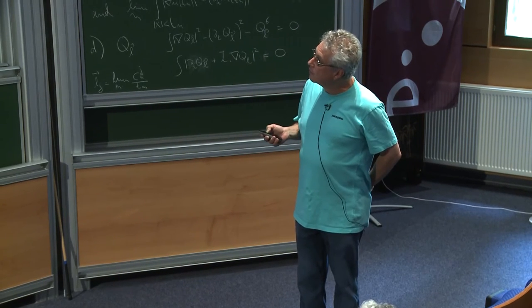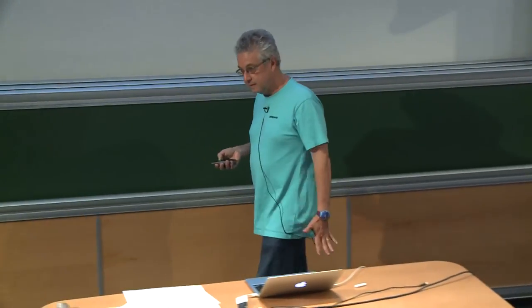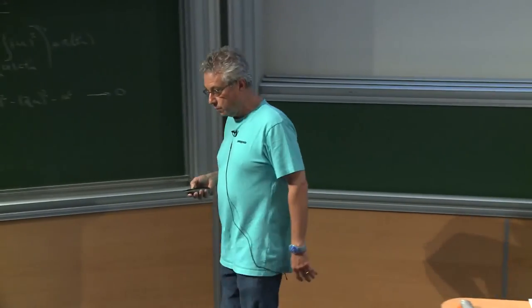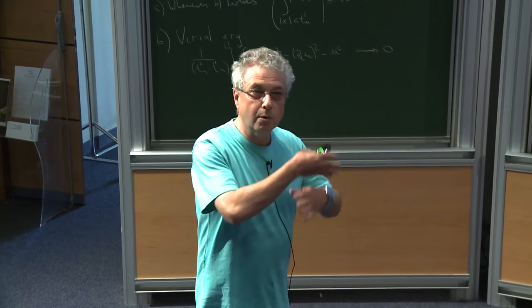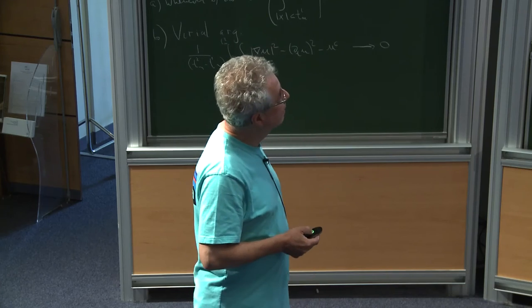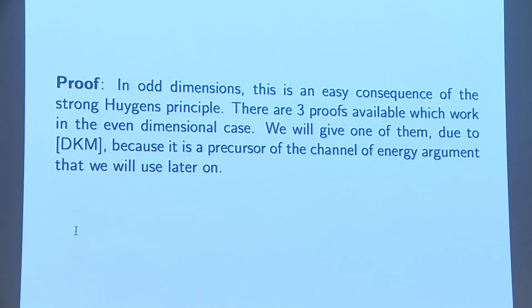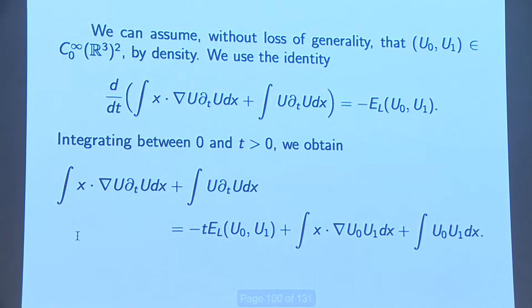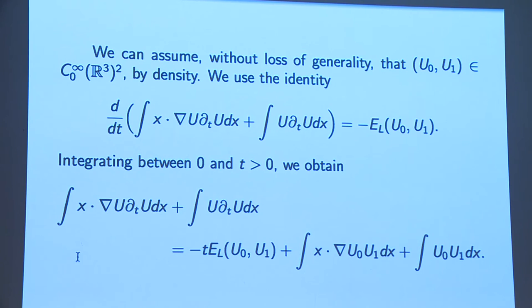I should also mention that there's another approach in the radial case using Fourier analysis. That's in my work with Kott and Schlag. But anyway, let's go to a proof of this. This is a proof with Duyckaerts and Merle. So the first point is that by density, you can assume that your data is in C0 infinity. There's nothing to say.